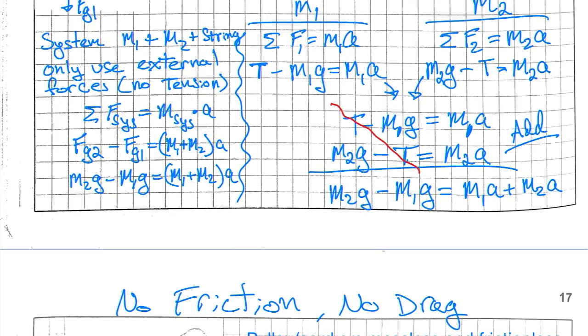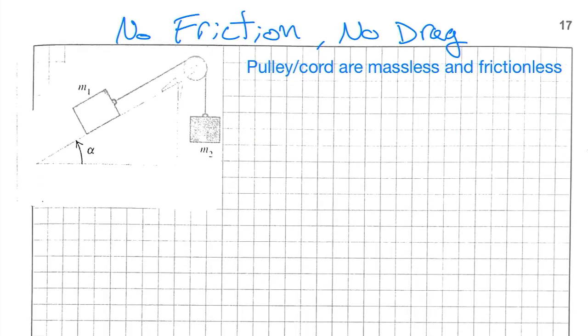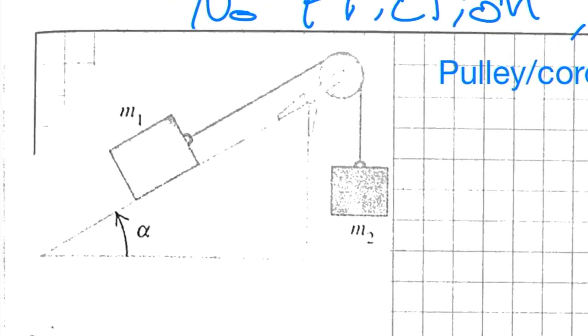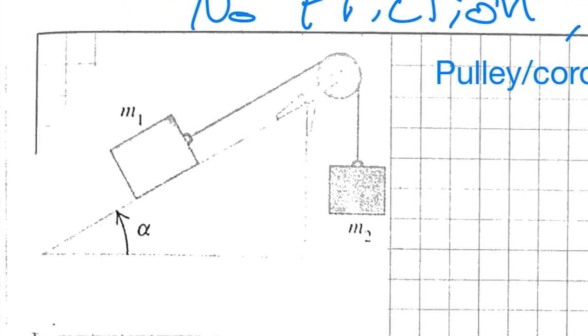All right, we got one more example to do, and that's going to wrap it up. No friction, no drag. This is a modified Atwood machine. We have two masses, but one of them is on a ramp now. For the mass that's on the ramp, I'm going to use a coordinate system that's parallel to the ramp.